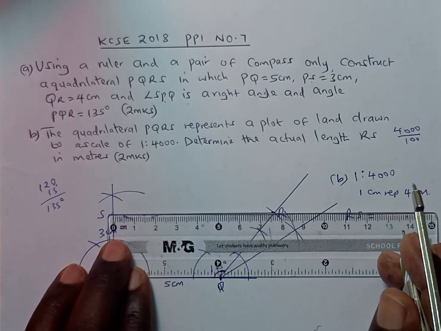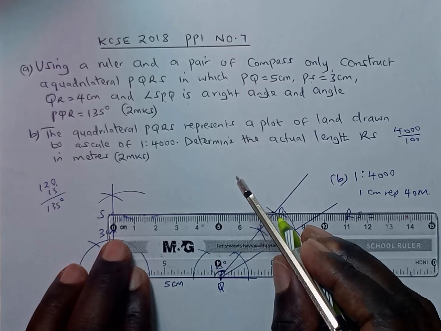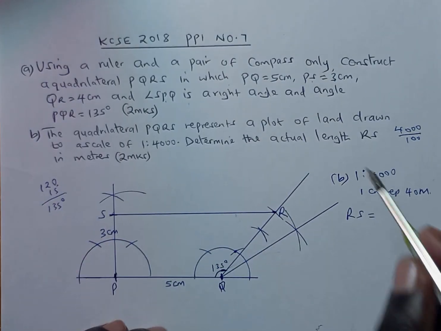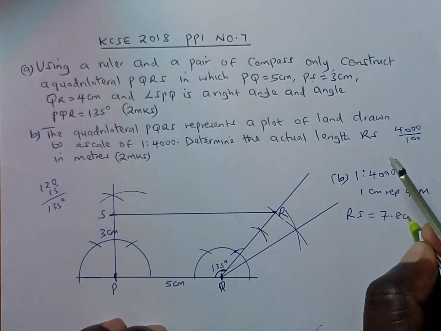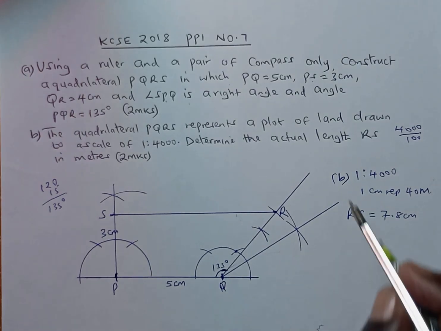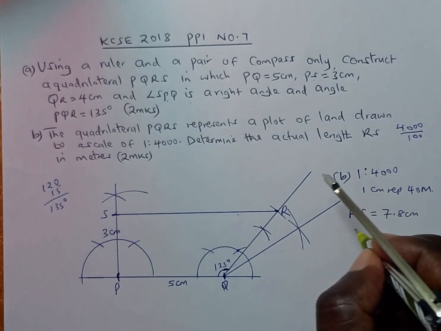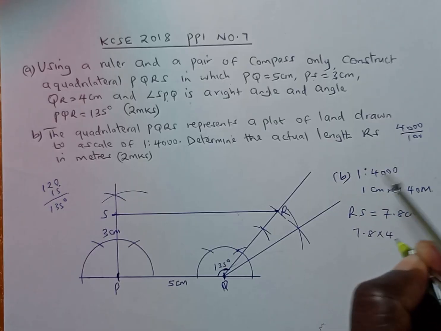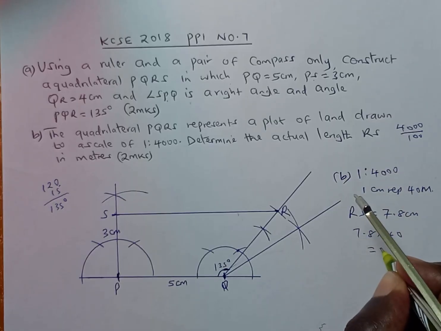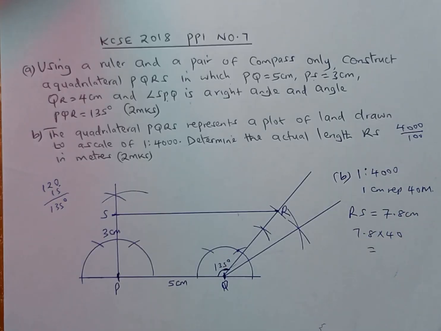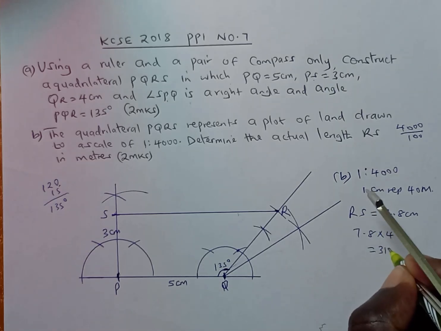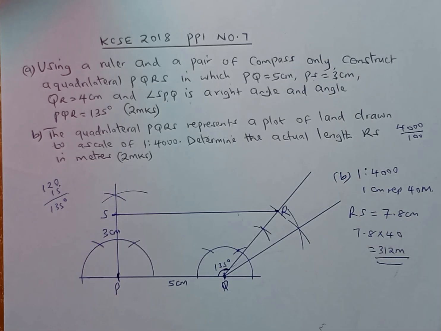The distance in centimeters, we have 7.8 centimeters. And now the actual distance will be 7.8. We multiply by the scale of 40, giving us 312 meters. That is the answer to that particular question.